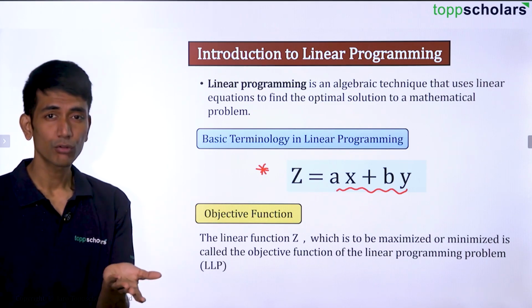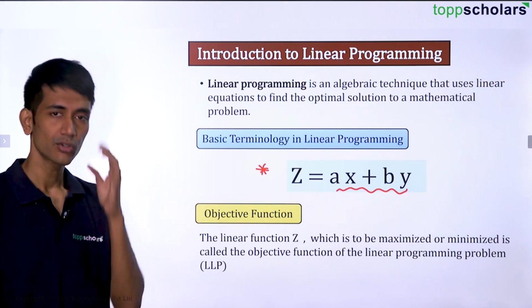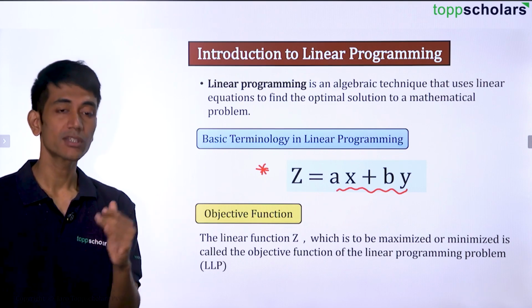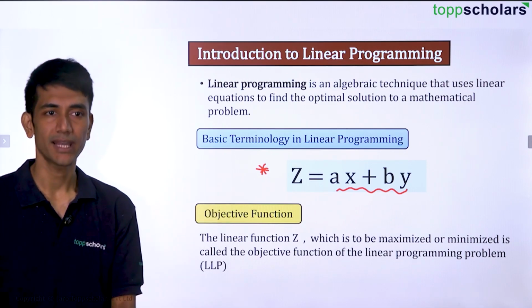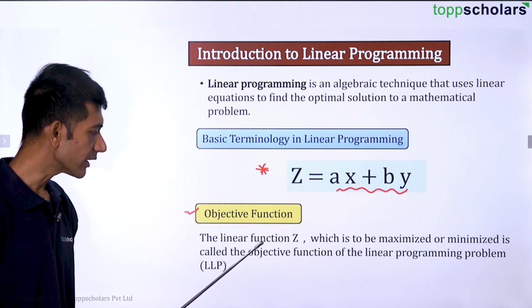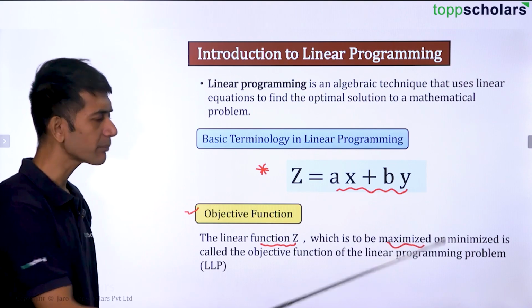In your real life also, if you want to lose weight or gain weight, you'll track your calories, right? So that is your objective: that these many calories I need to reduce from my diet, or these many calories I need to increase in my diet. So yes, that is the objective function. So linear function z, which is to be maximized or minimized.